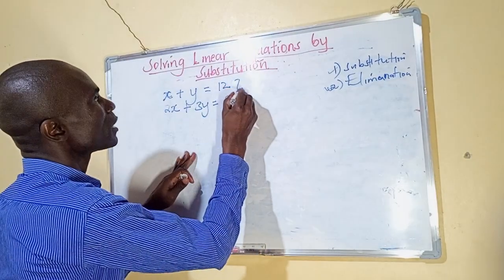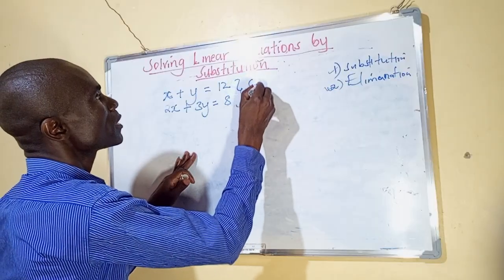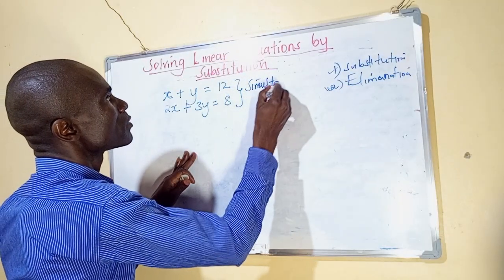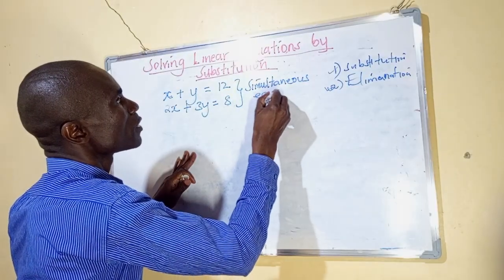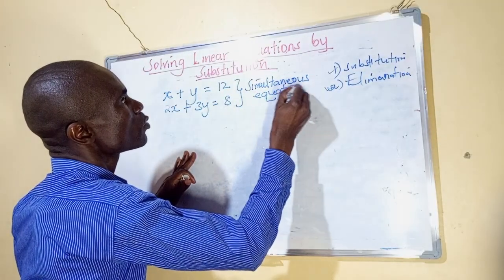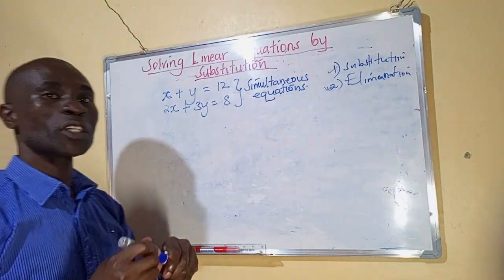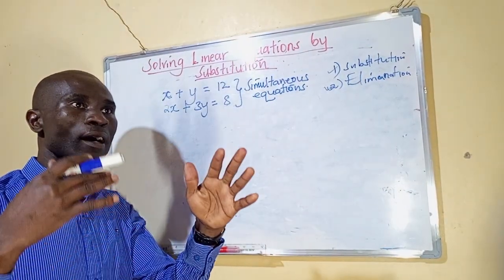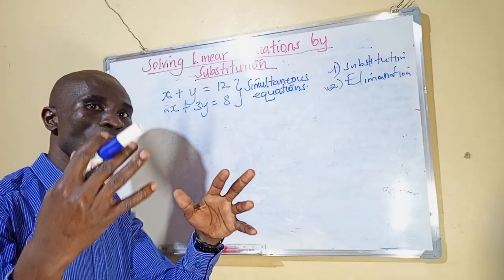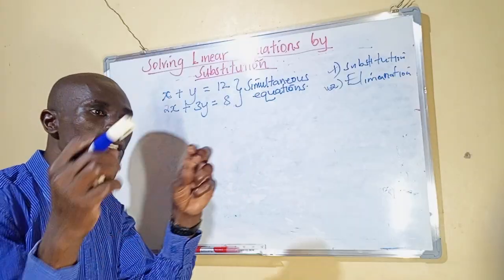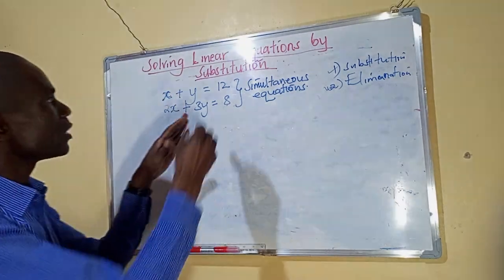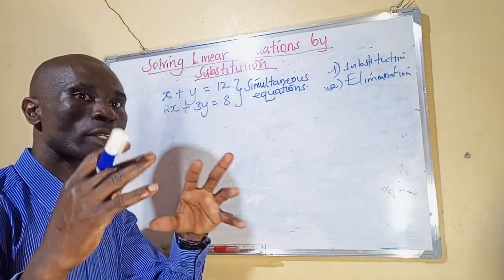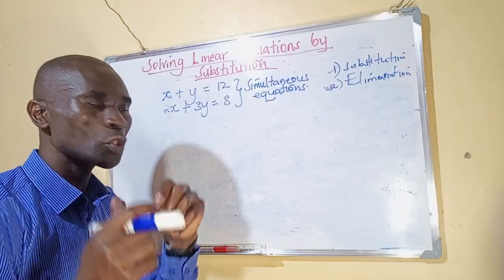These are called simultaneous equations. Simultaneous means they come hand in hand. They are together. We have to solve them together. They follow each other. They are at par with each other. So if you have this, they are normally double. They come as two equations.